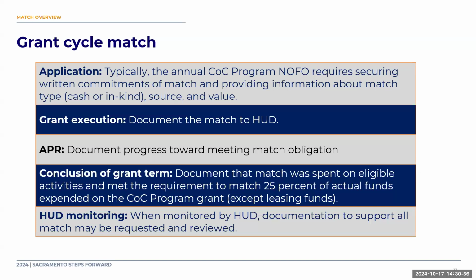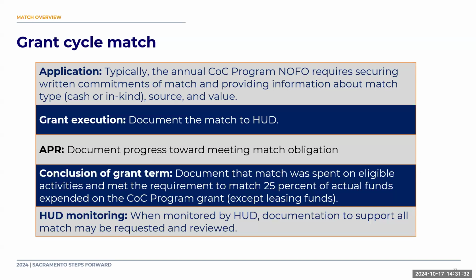During your application, HUD asks you to identify what you think you're going to use for matching funds, where they're going to come from, and how much they are. That's something you do at application that you submit through your CoC, which your CoC then submits to HUD for review. So that's the first place where you design your project and think about match. You apply for your project, but you don't actually see those funds if you're awarded for, I'd say, 6 to 10 months. And the world can change a lot in 6 to 10 months, as you all know.